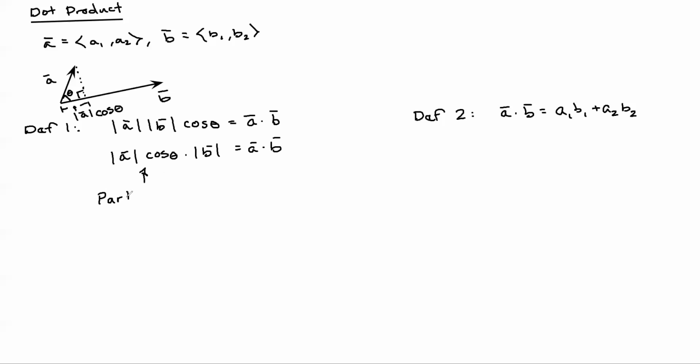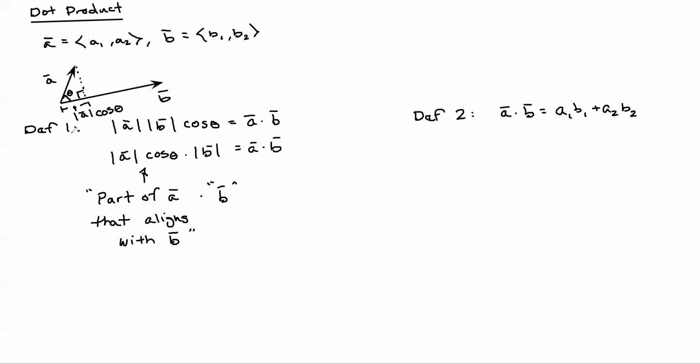So this is the part of A that aligns with B. And then, of course, it's multiplied by B itself. So the dot product ends up equaling the part of A that aligns with B times B. I put quotes here because these are actual lengths, so it's not B itself, it's the length of B. So it's the length of the part of A that aligns with B times the length of B that is equal to the dot product.